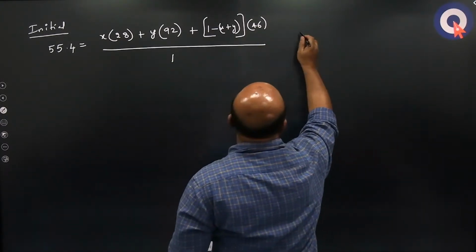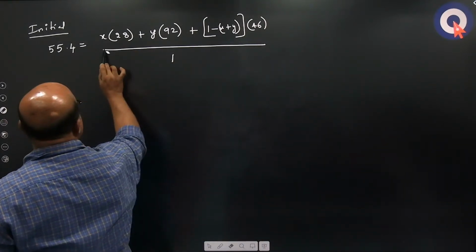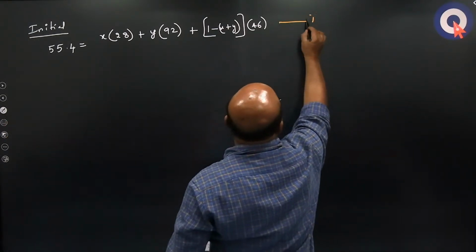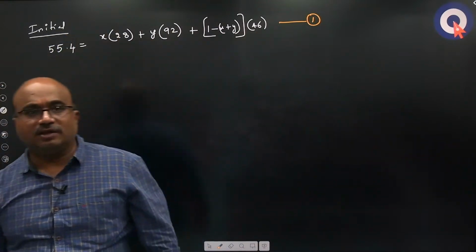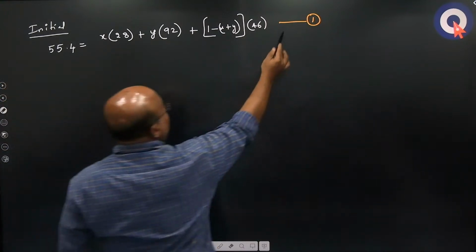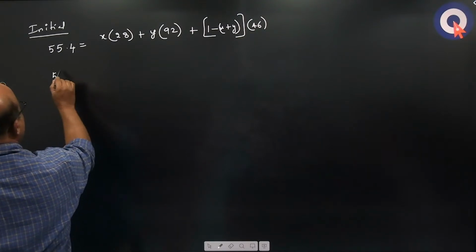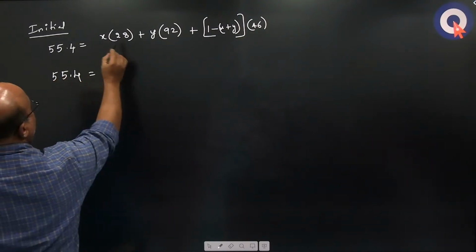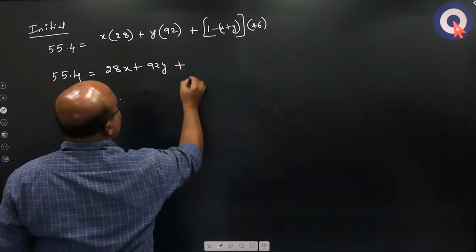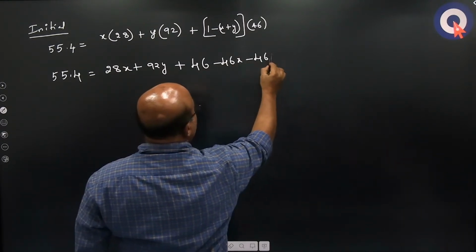So let us say this is equation 1. Taking out this 1, you simply write it as equation 1. Or you can expand this, and we take that as equation 1. So what is this 55.4? This is 28x plus 92y plus 46 minus 46x minus 46y.